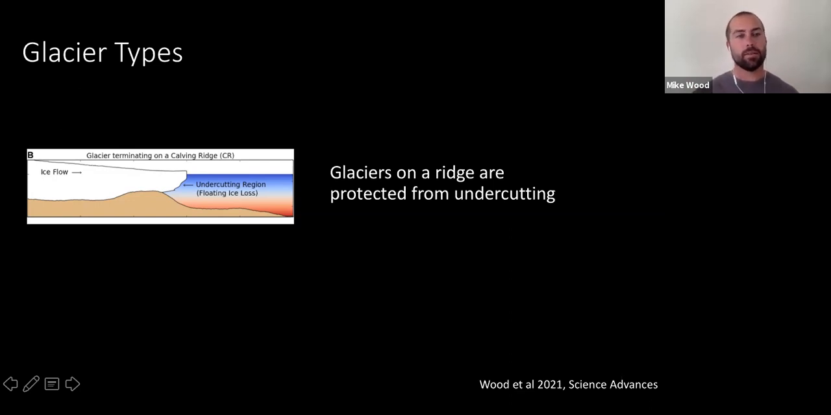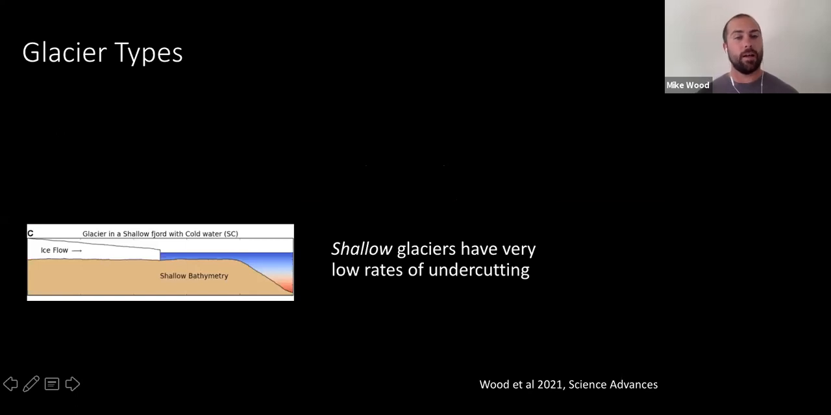In a similar vein, we find that shallow glaciers really haven't retreated much at all. And when we calculate the undercutting rates using this parameterization on these shallower glaciers, what we find is that there's not been a lot of undercutting, which matches well with the not a lot of retreat that we've seen. And this is because these glaciers are mainly in contact with colder surface waters that aren't influenced as much by the spreading of Atlantic water around Greenland.